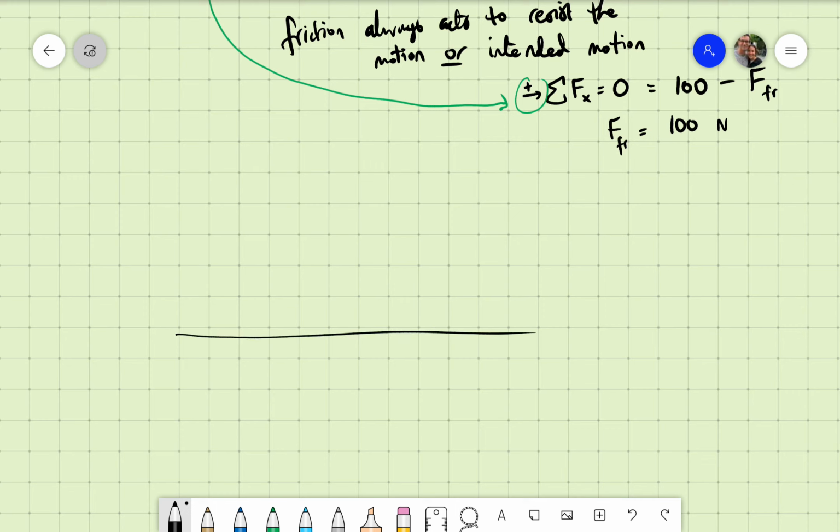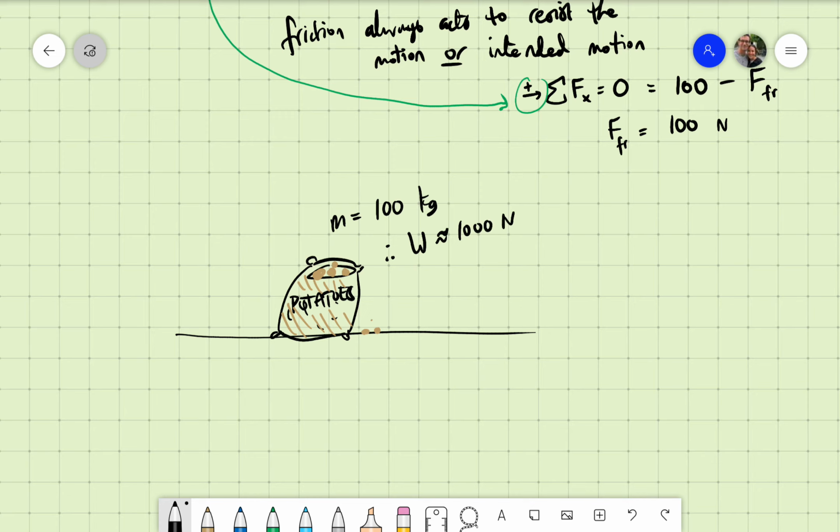Let's say you have like a floor and there's like, here we go, it's a sack of potatoes. Okay, it's like a Hessian bag full of potatoes. There they are. Some of them are spilling out, and this bag is on the floor, and it's got like a size to it. It's not like a magical little pinprick point force. We may say that the mass of this bag of potatoes is 100 kilograms. Therefore, the weight is about 1,000 newtons. Okay, that's the approximate version.